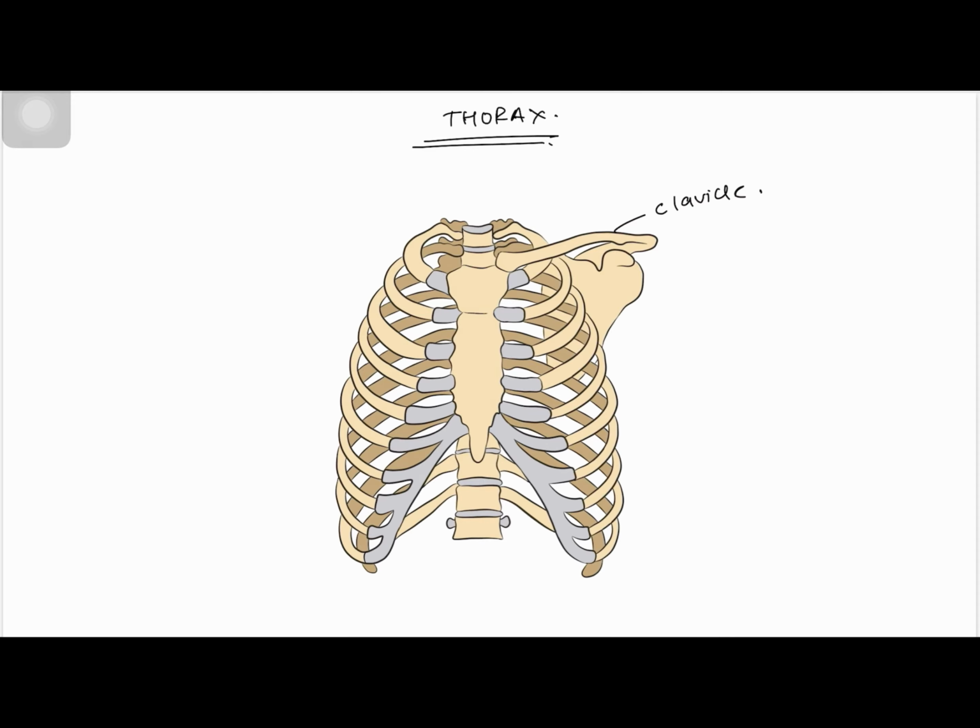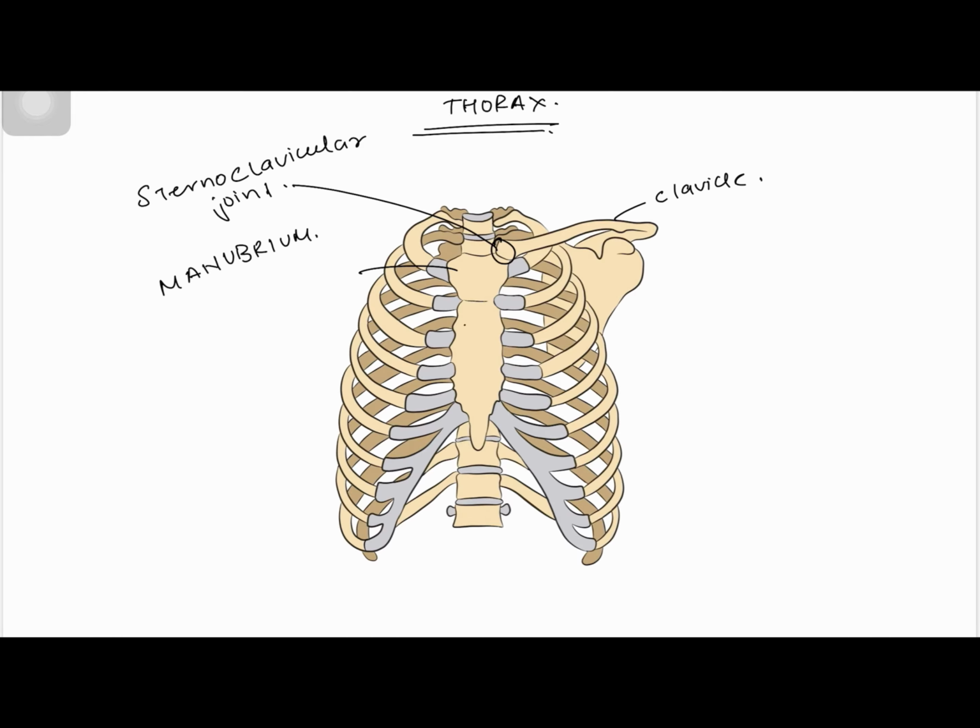Now we will move on to our next topic, the thorax. This is a long bone called the clavicle, connected to the scapula and sternum. The clavicle is connected to the manubrium by the joint called the sternoclavicular joint. This is the sternum and this is the sternum body. The joint between the manubrium and the sternal body is called the sternal angle.